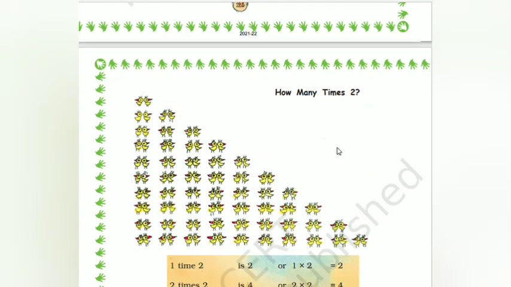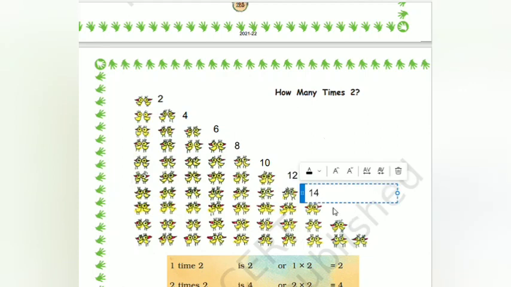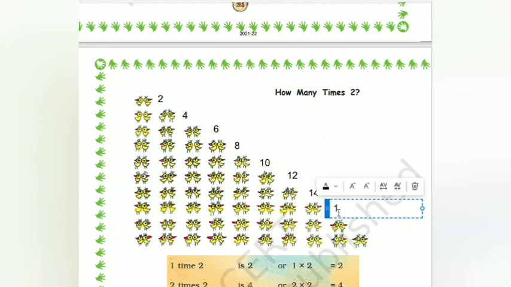Okay. Then how many times 2? Here in the first row, it is 2. How many times means only one time. 2 is present here. Then in the second row, how many times? 4 times. In the third, 6 times it is present. In the fourth, 8 times. Then in the fifth, 10 times. In the sixth, 12 times present. That is, each one carries how much? 2. So the number multiplied by 2 will give the answer in each row. How many birds will be present?